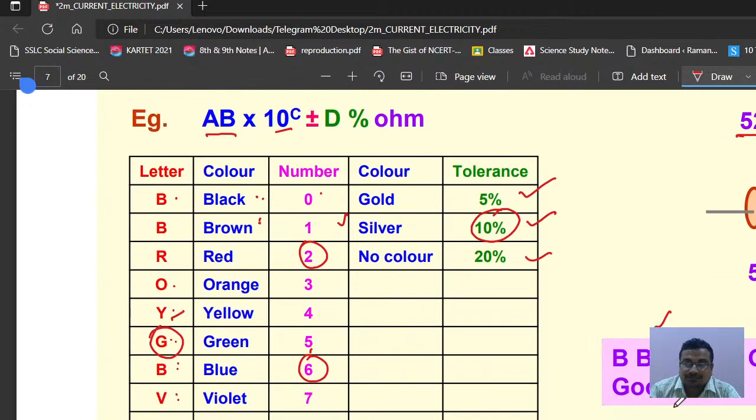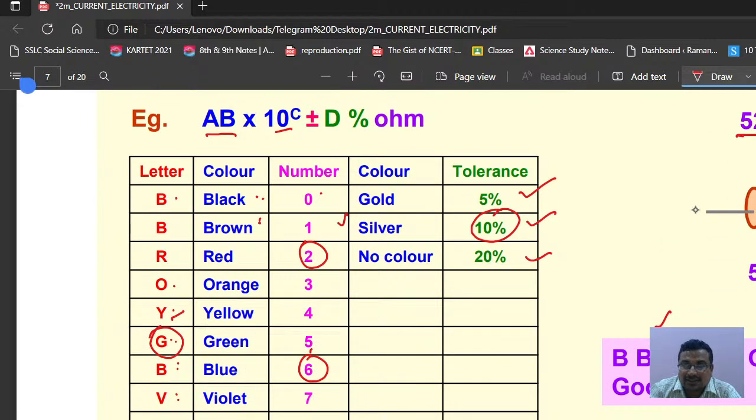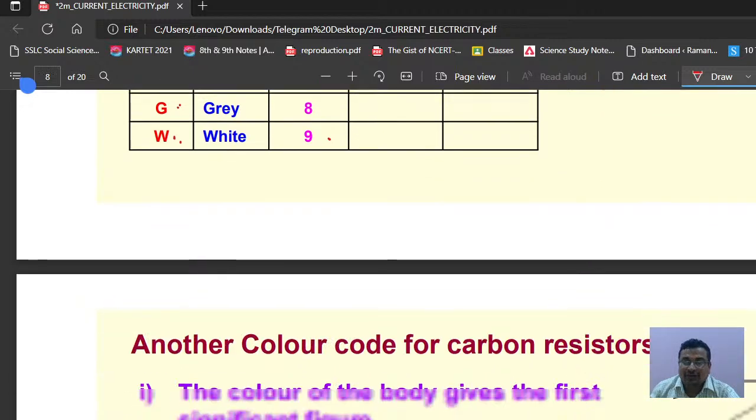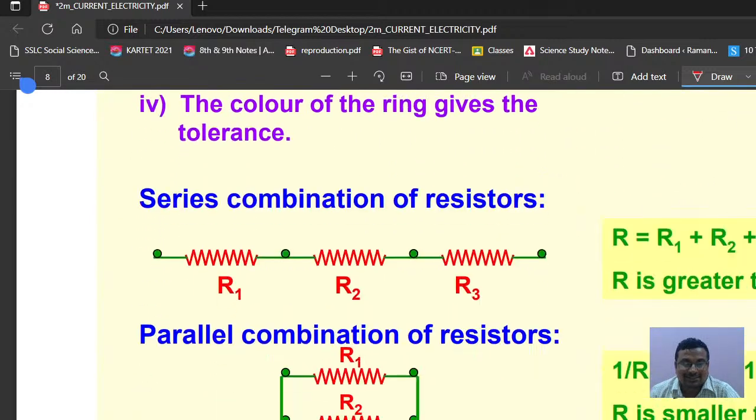So here is brown. This number is a little changed. Brown is, dear students, brown is 1. Violet is 7. Black is 0. This is 10 to the power of 0. So this is the value. A little bit of correction is here. So like that we can find out the value of the resistors.